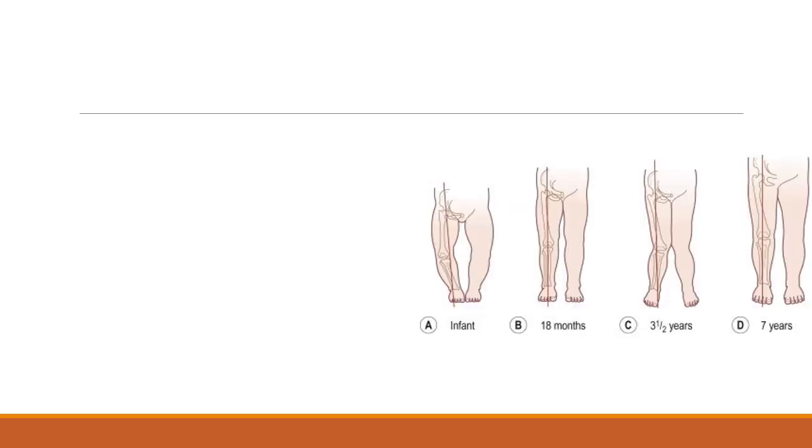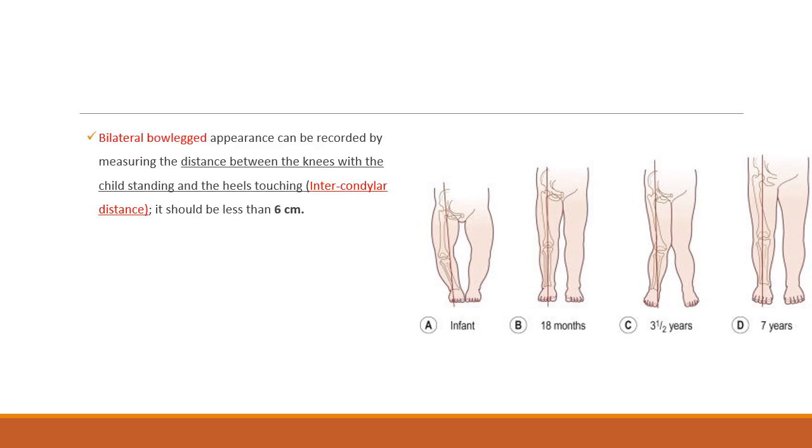To objectively measure the amount of deformity before doing any x-rays and measuring angles, we can evaluate the genovarus, a bilateral bow-legged deformity, by measuring the distance between the two femoral condyles, the two knees, by asking the patient to stand up, put the heels together, and you measure the intercondylar distance. Normally, it should be below 6 centimeters.